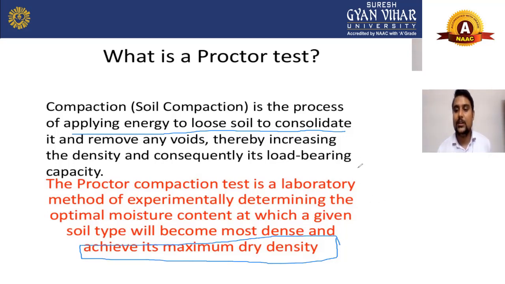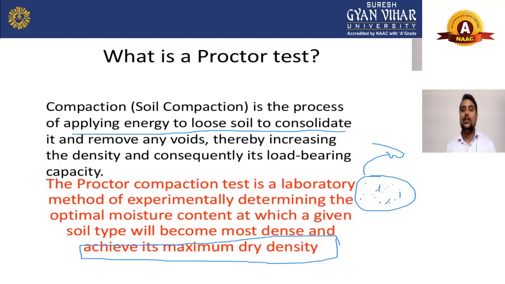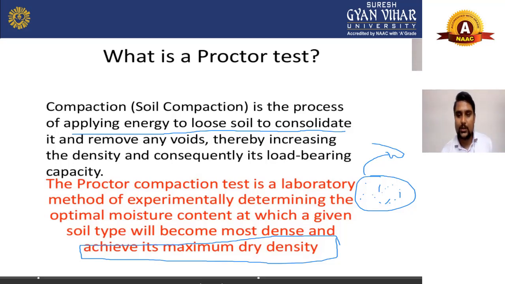How do we do it? There is a whole procedure, and by this procedure we find the optimum moisture content, meaning how much water we need to add to our soil sample so that the soil can give the maximum dry density. Water will be added to the soil, and we will determine at which quantity this soil will give the maximum density. That is the motive of doing the Proctor test.